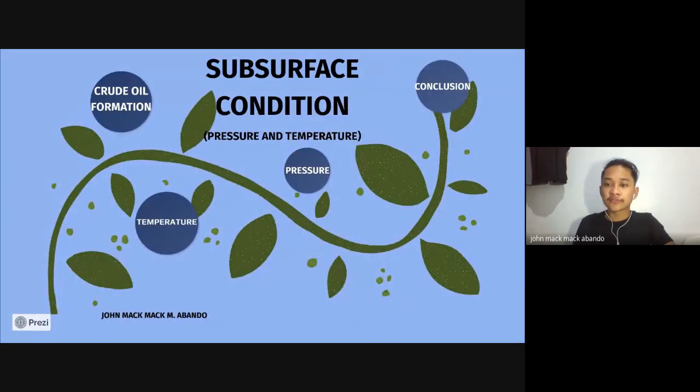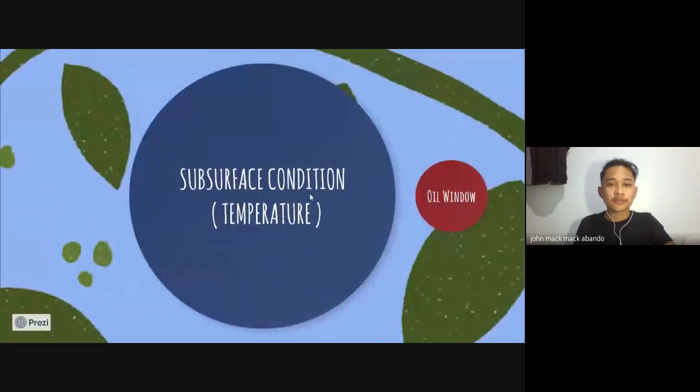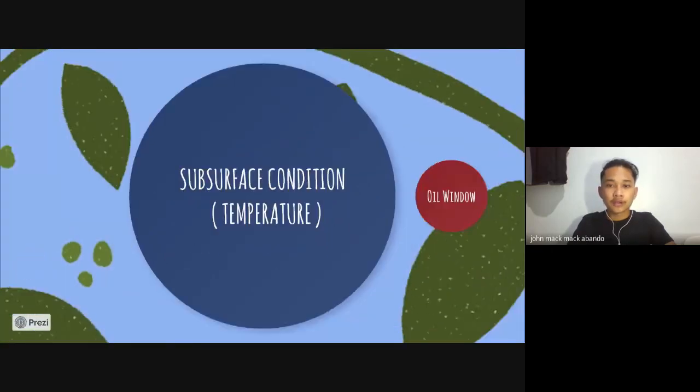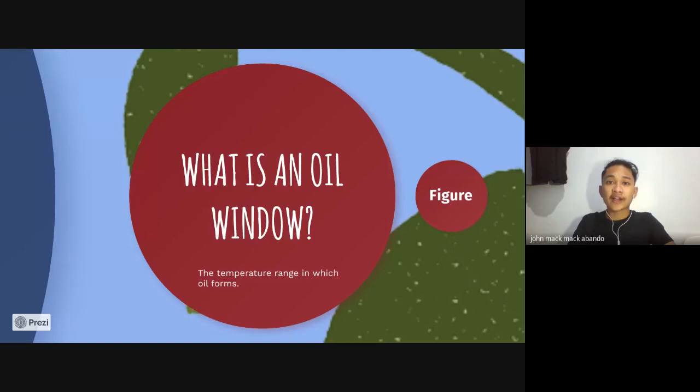Now, let us focus on the subsurface condition under temperature, starting with the oil window. The oil window is defined as a special environment, the range of depths between 2,000 meters and 5,500 meters. It is considered the most favorable temperature where oil forms. Only natural gas can be found below this window.